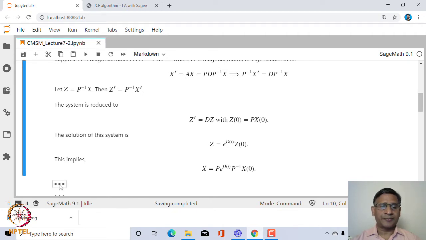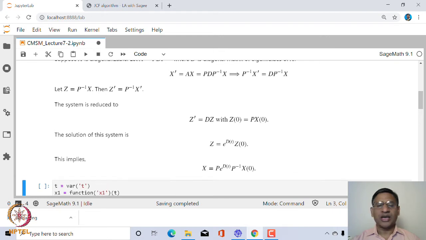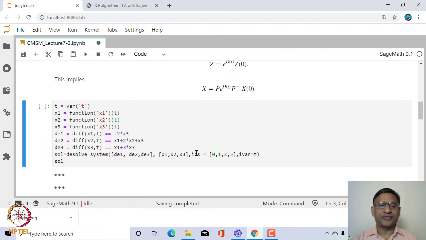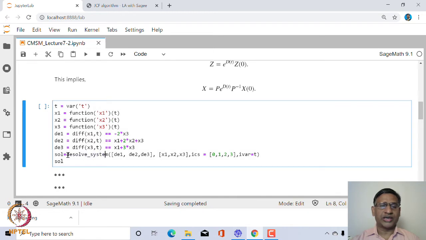Now, let us see how we can use this in Sage Math. Sage has an inbuilt function to solve a system of ordinary differential equations. This is known as desolve_system. What you need to do is first declare the variable with respect to which you want to solve, and x1 is a function of t, x2 is a function of t, x3 is a function of t.